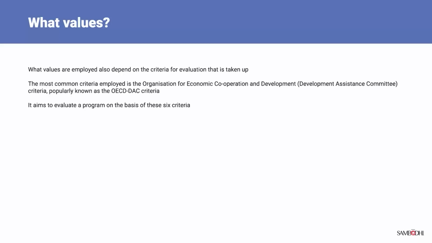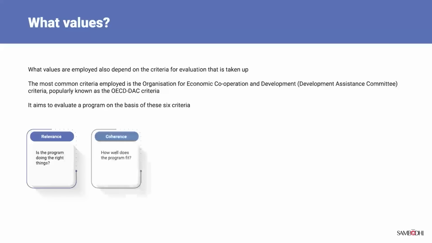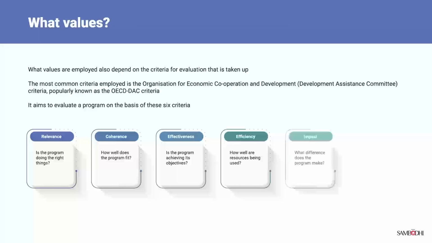We can also employ the values depending on the criteria for the taken-up evaluation program. The most common criteria employed is the Organization for Economic Cooperation and Development criteria, popularly known as the OECD DAC criteria. For your understanding, we have prepared a table of the determinants used in the OECD DAC criteria to evaluate a program on the basis of 6 factors, namely relevance, coherence, effectiveness, efficiency, impact, and sustainability.